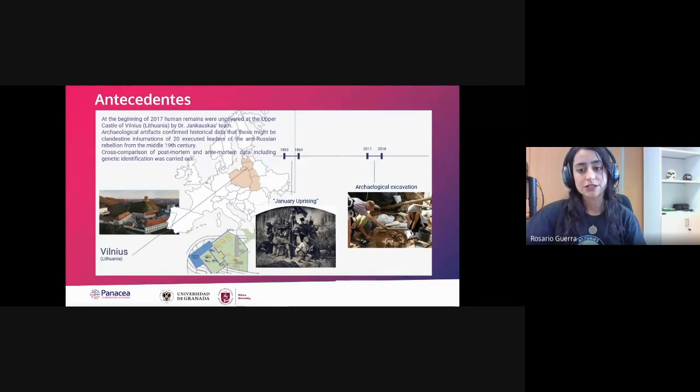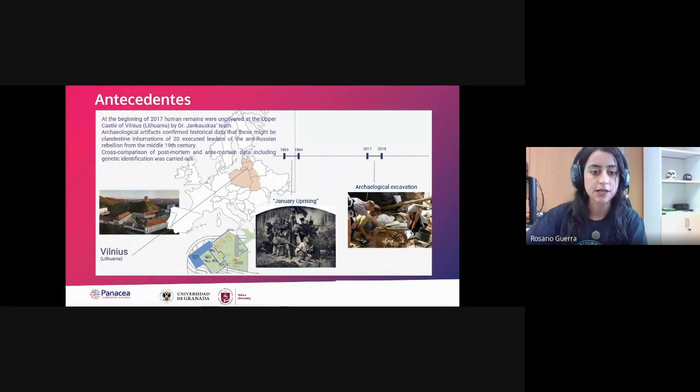So to continue in relation with the human remains, these were the skulls of 19 executed leaders of an anti-Russian revolution known as the January Uprising. This uprising took place in the 19th century between 1863 and 1864. The remains were discovered in clandestine inhumation pits in some archaeological excavations in 2017. Then they tried to identify them for subsequent state reburials, as these people were considered heroes of their nations.